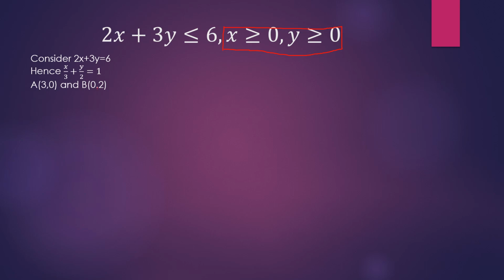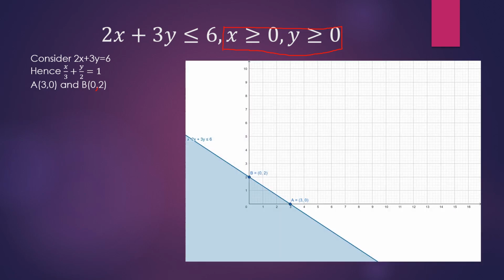This is 3, 0 and 0, 2. So I'll mark 3, 0 on the x-axis, 0, 2 on the y-axis, and I'll join the line. This is how I'll get the graph. This will be my straight line now, 2x plus 3y equals 6. If I talk about 2x plus 3y equals 6, this will be my line.